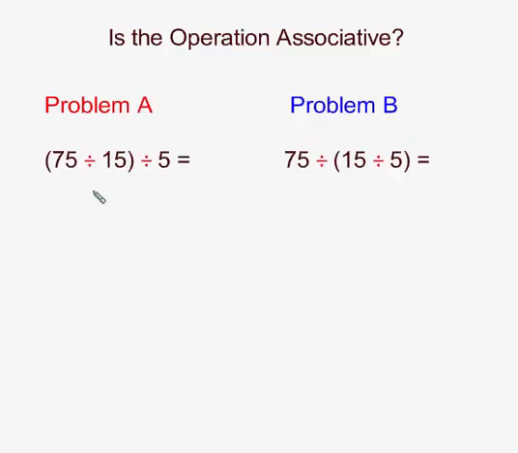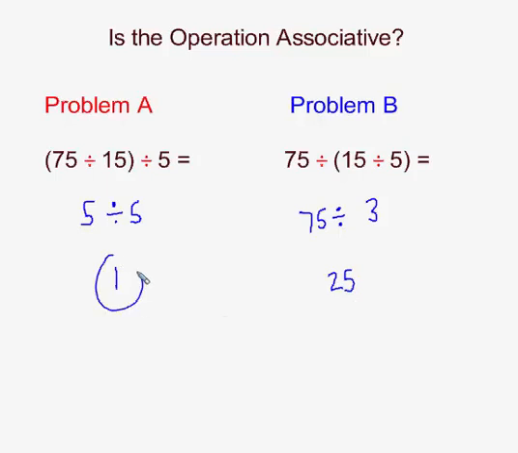So problem A has us performing the operation on the left first. So performing the division on the left, 75 divided by 15 is 5. I'll copy the division by 5 here, and 5 divided by 5 is 1. Problem B, since the parentheses are here, has us performing the division that's on the right first, and 15 divided by 5 is 3, and I will copy the 75, and I will copy the division symbol, and then 75 divided by 3 is 25.